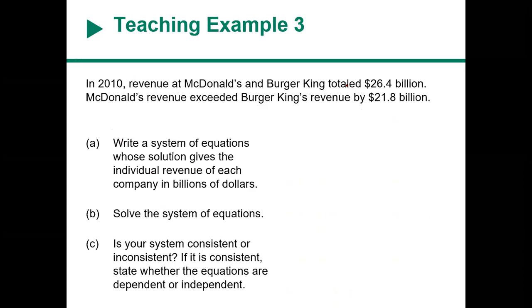So when we read this, we are going to have to decide which is X and which is Y. I'm going to let McDonald's be Y and Burger King be X. And that's because in the end, it tells me McDonald's revenue exceeds Burger King's. So then I can set this up as a Y equals. So I know that X plus Y equals 26.4. And then I know that Y equals X plus 21.8. So this would be my system.